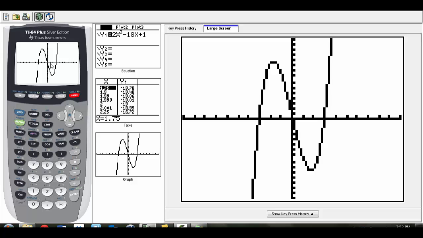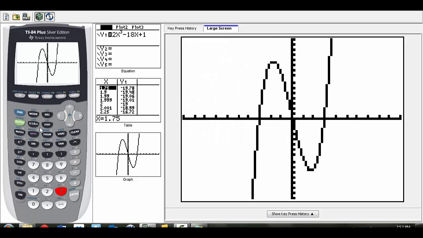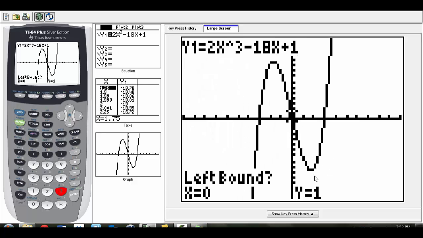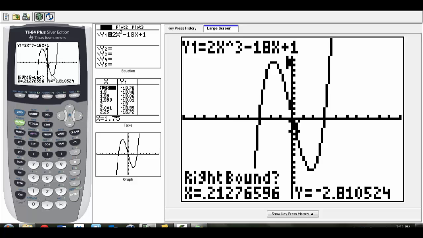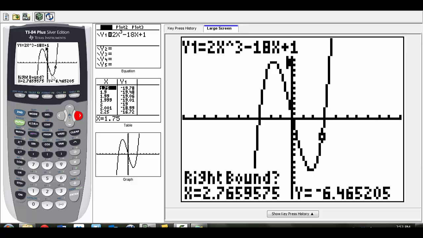So now what you're going to do is you want to calculate something. So you do second trace, and you want to calculate, let's calculate our maximums and minimums first. So I'm going to calculate the minimum, number 3. Now we know our minimum happens around here. So my little cursor is technically to the left, so I can press enter, and then I can arrow over now so that I'm to the right of my 0. So my x values are to the right. I'm going to press enter again.